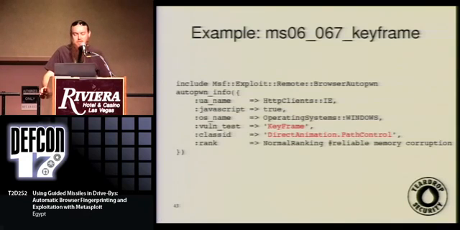Here's an example with an ActiveX control, the venerable MS06-067 keyframe, which pioneered the heap feng shui technique by Alexander Sotirov. That guy's a pimp. But the vulntest here is a method in that ActiveX object, and the class ID is the class name. So as long as we know those two things, we can determine whether all of that stuff is going to work.